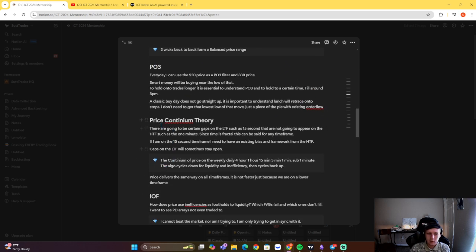So also that price continuum theory, which I think him going into this has honestly been a very good thing, because I think that having the lower time frames is such a big advantage. Say you just want a little bit more confirmation, maybe you're a little bit more hesitant, which isn't the best thing to do because it kind of skews your risk.